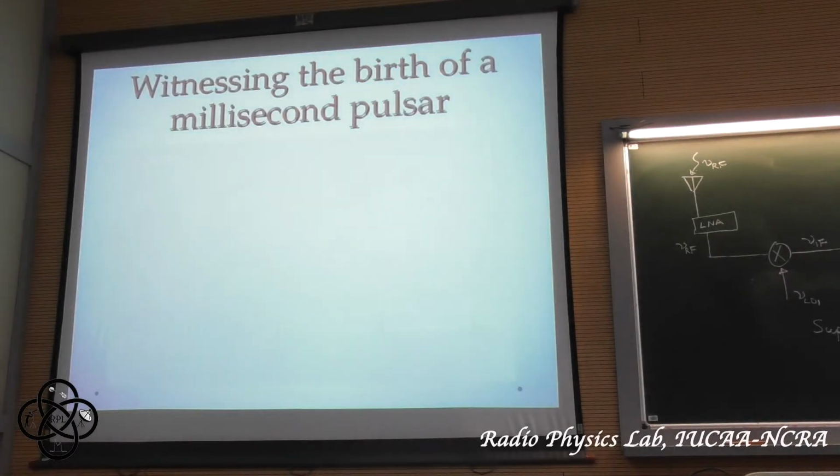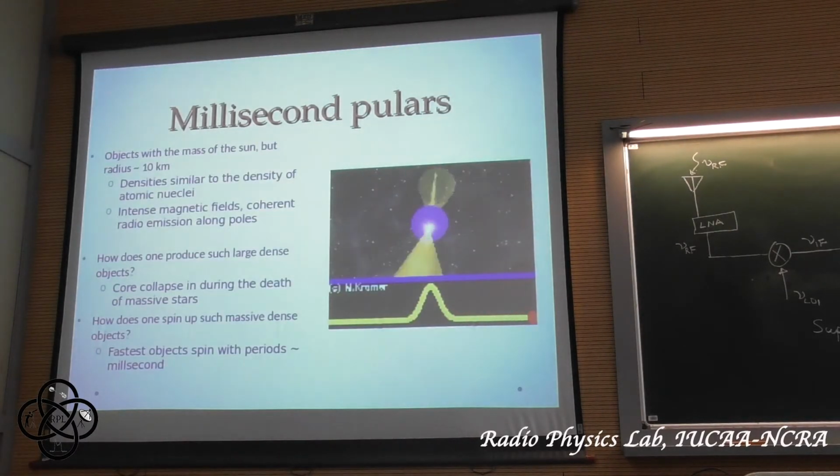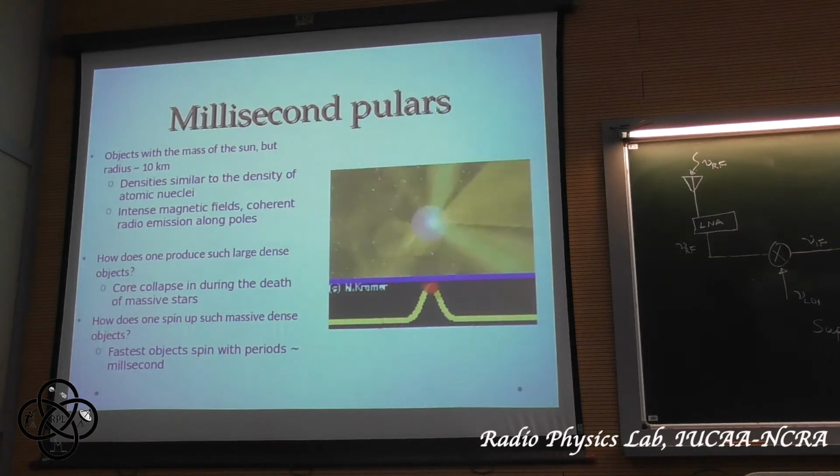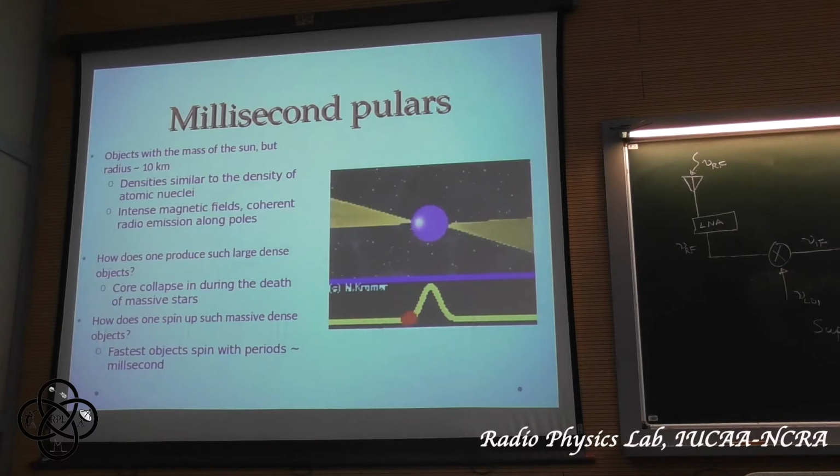Yeah. So maybe I went too fast through that. One thing which I did not mention is that I did tell you there were coherent processes. So what happens is that basically particles get accelerated along the magnetic fields, and they come out along the magnetic poles.